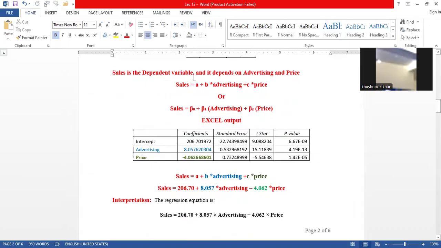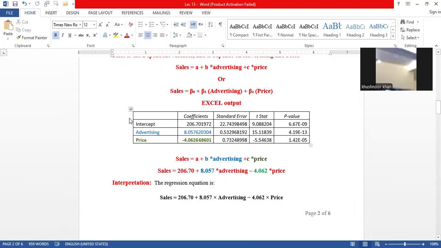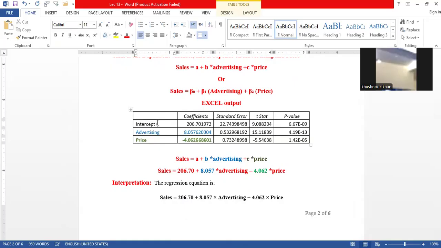So sales is the dependent variable and it depends on advertising and price. So I can write it like that: sales is equal to A plus B multiplied by advertising plus C multiplied by price. Or I can write it like this. Instead of A, B, C, I can write B0, B1, B2. Normally it is written like that. This is the table, this is the output. It has got the names of the independent variables. See, this intercept is called, in fact, A, and this advertisement will be called B, and this is going to be called C.